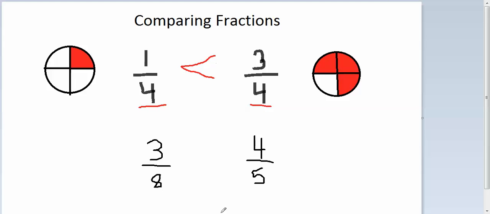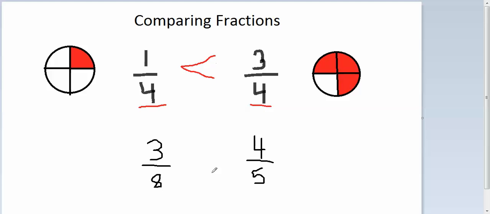But there's a simple way to figure out which one is the greater fraction. And the way that you're going to figure that out is by using something that you already know. And that something you already know is equivalent fractions. So what we're going to have to do is find an equivalent fraction for 3/8 and an equivalent fraction for 4/5 that have the same denominator.